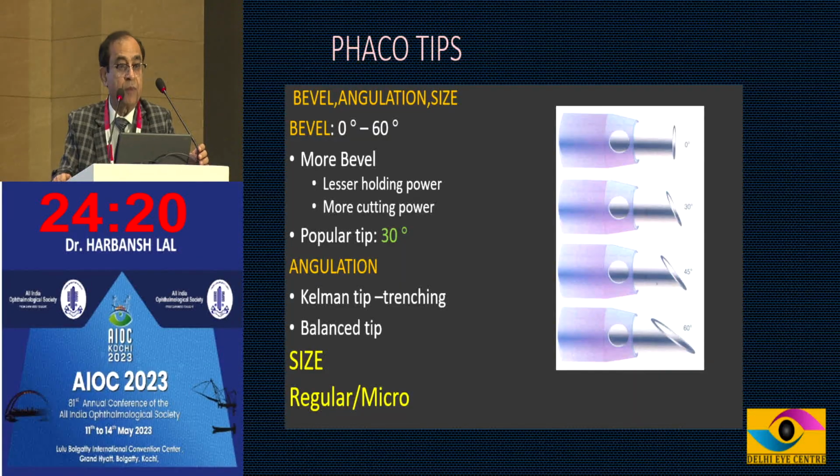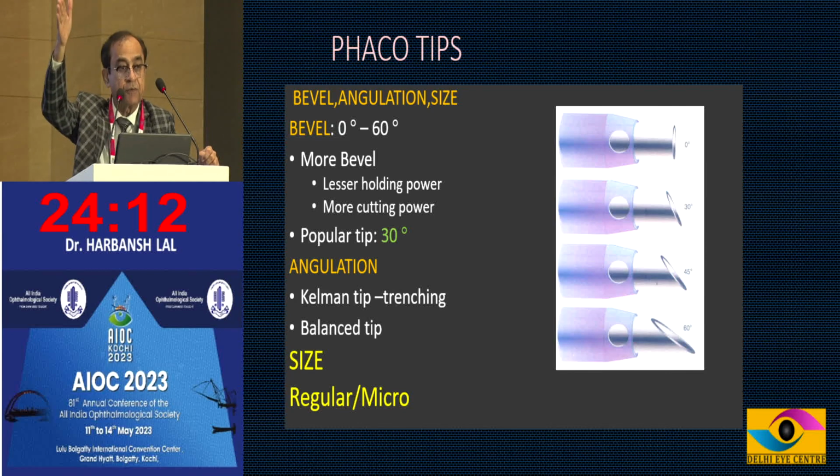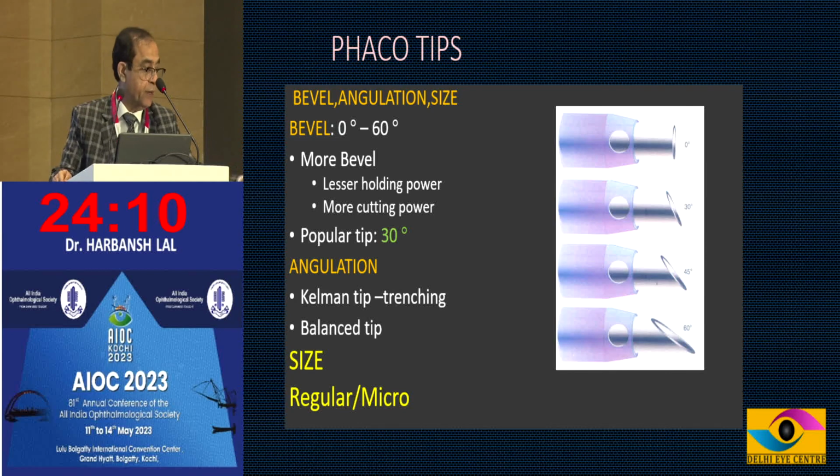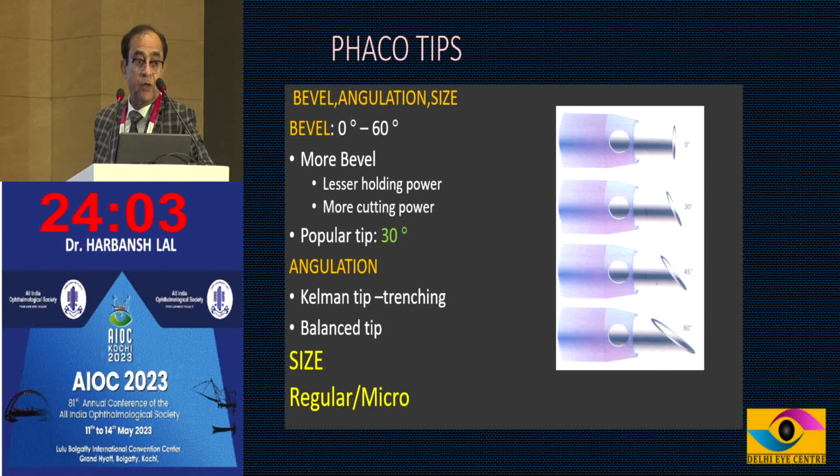And the important part is the tip. Initially the Phaco tip had a bevel in the front which is 0, 30, 45, 60. So the more the angulation, it will cut better because it's sharper, and this will hold better. But now we have zeroed down to 30 degree. Most of the tips are now 30 degree which works very well.